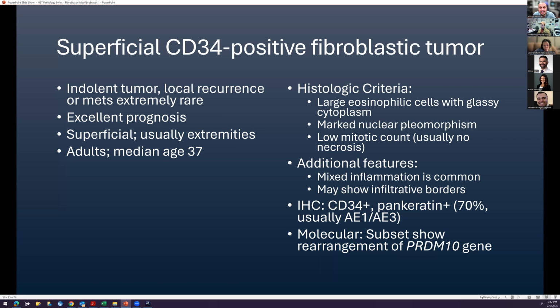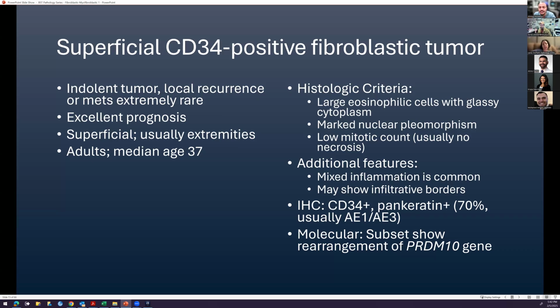For the histologic criteria, we'll look at some pictures, but I want you to pay attention to the cells themselves. They are pleomorphic, with generally marked nuclear pleomorphism. It's one of these tumors that has a lot of pleomorphism but actually behaves quite indolently. They often have eosinophilic to glassy cytoplasm. There should be basically no mitoses, very low mitotic activity. They can have inflammation and infiltrated borders, but those are less important.